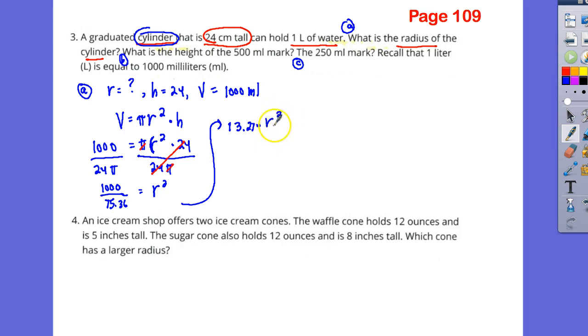So again, if you remember, this is r squared. We're only looking for the value of r, so we have to undo squaring. And we undo squaring by taking the square root. So we take the square root of both sides. When you plug this into your calculator, the square root of 13.27 is approximately 3.6. So the radius is 3.6 centimeters.